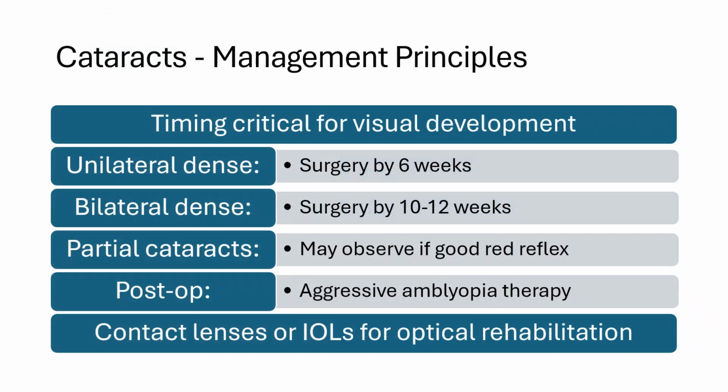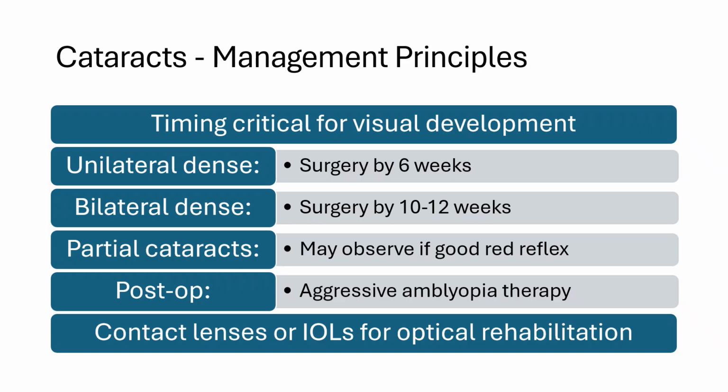Managing congenital cataracts revolves around one fundamental principle. Timing determines outcome. Dense unilateral cataracts require surgery by 6 weeks of age to prevent irreversible deprivation amblyopia in the affected eye. The fellow eye continues sending clear signals to the visual cortex, creating a competitive disadvantage that rapidly becomes permanent. Bilateral dense cataracts allow slightly more flexibility with surgery recommended by 10 to 12 weeks, since both eyes are equally affected and the brain isn't preferentially developing one visual pathway over another.